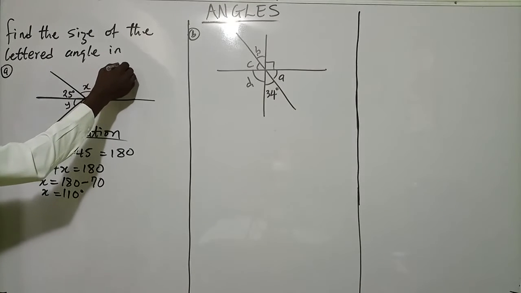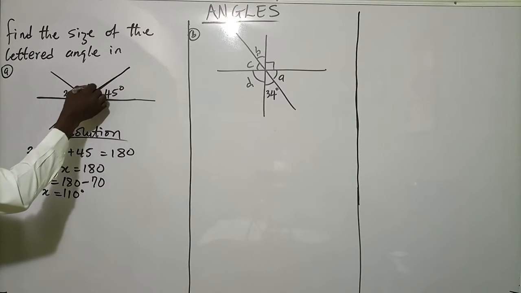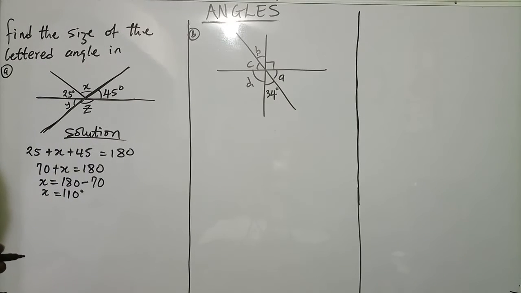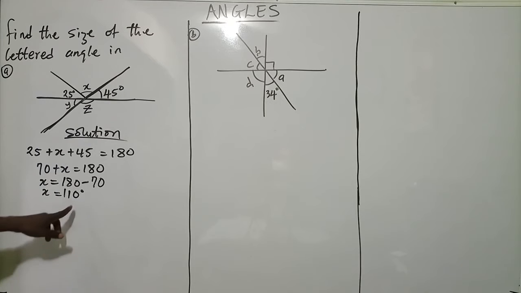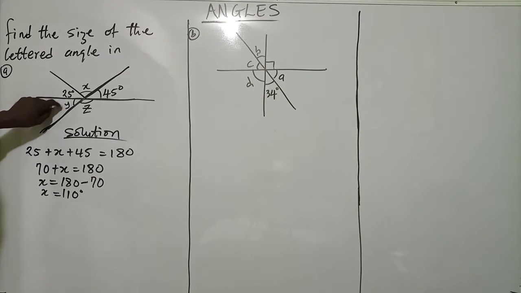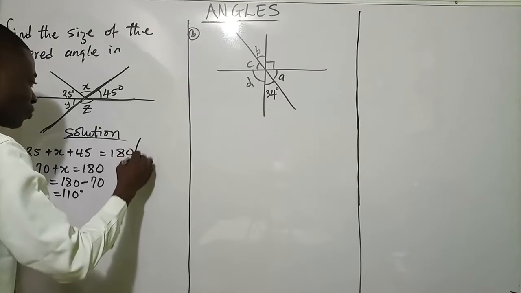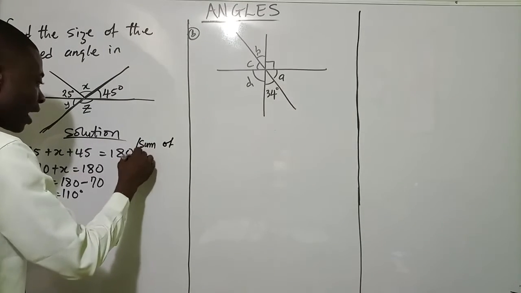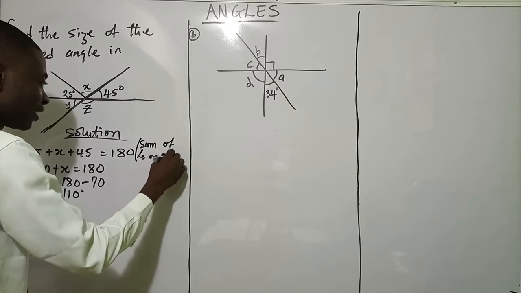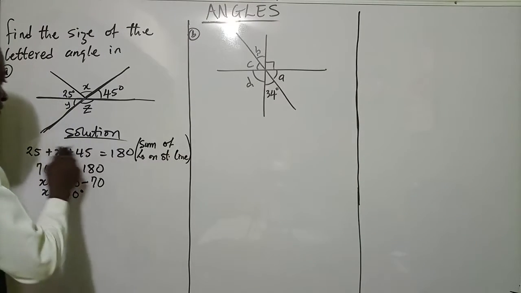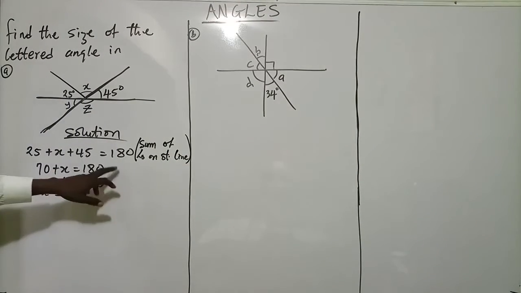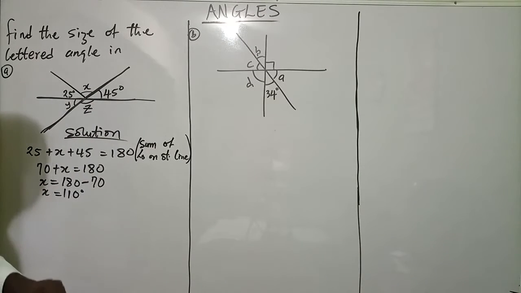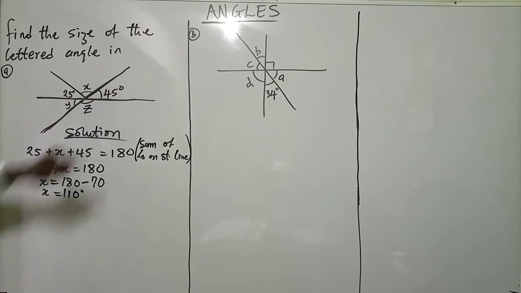Now, if I know x as 110 degrees, look at this line also. This is also another straight line. So if this is 110 degrees, what do you think will be y? Remember, it's good that you always write out the reason. The reason is: sum of angles on a straight line. That's how we say that 25 plus x plus 45 equals 180 degrees. The reason is: sum of angles on a straight line is equal to 180 degrees. Now let's look at y and 45.